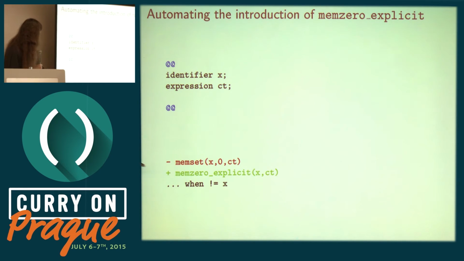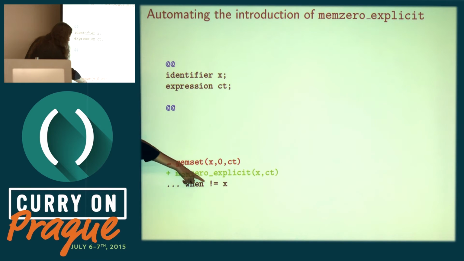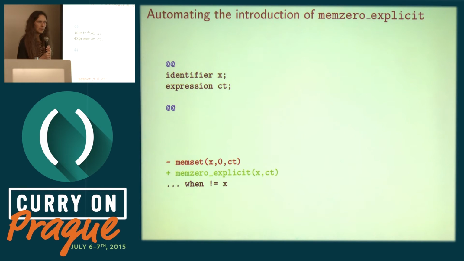So here we see a feature that we didn't see before. Before we only saw replacing one piece of code by another piece of code. Here we have a dot, dot, dot, and here, it just means we start at the memset that we find, and we look at all the code that comes afterwards, and we check that there are no x's. So that was sort of our idea.